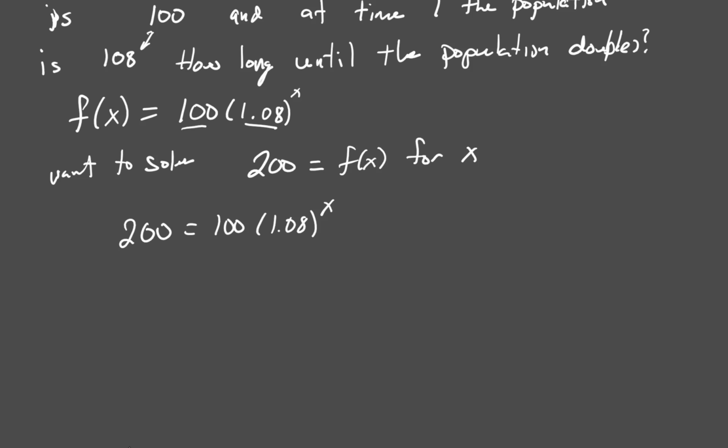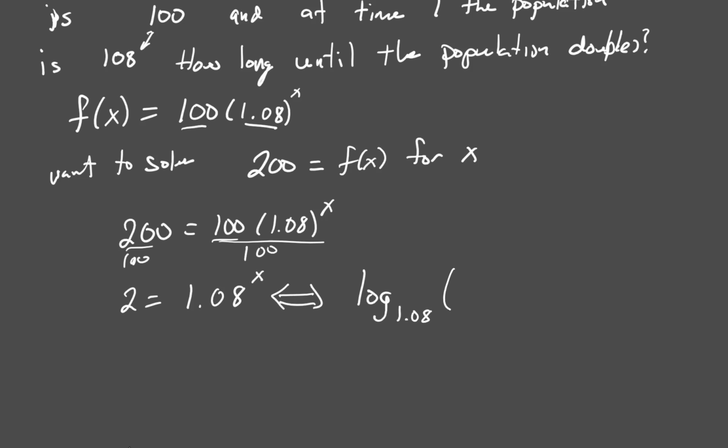So right now, I've got some extraneous stuff going on. I get this 100 here and this 200 here. So I'm going to divide off by the 100 on both sides. So I have a pure exponential function on the right. So I've got 2 equals 1.08 raised to the x. And now I can write this as a different statement with logarithms. I want logarithm base 1.08 of 2 equals x, right? The logarithm's output is the exponent, so I can write it like this.